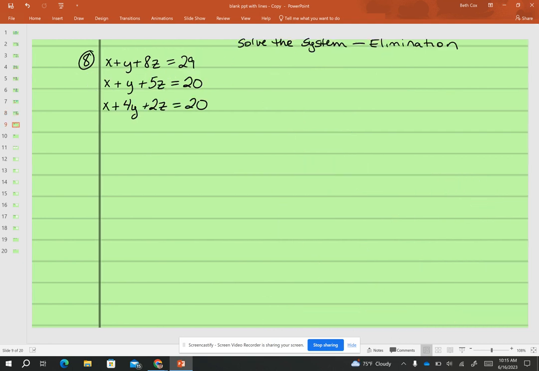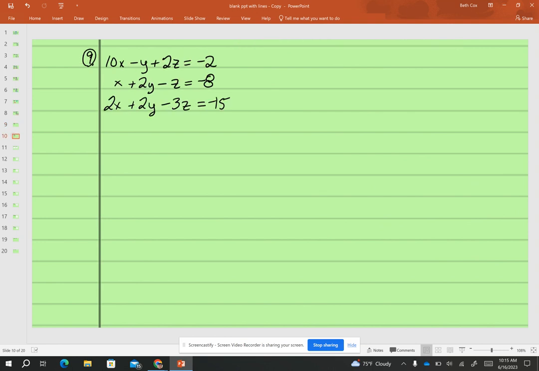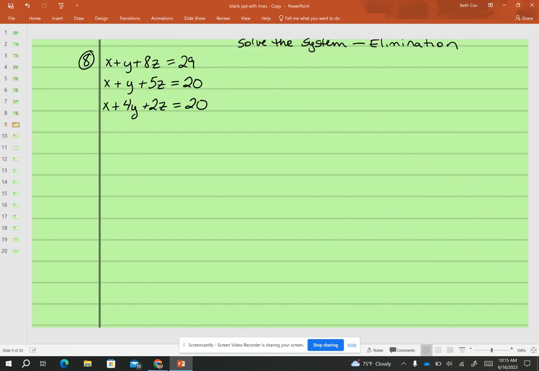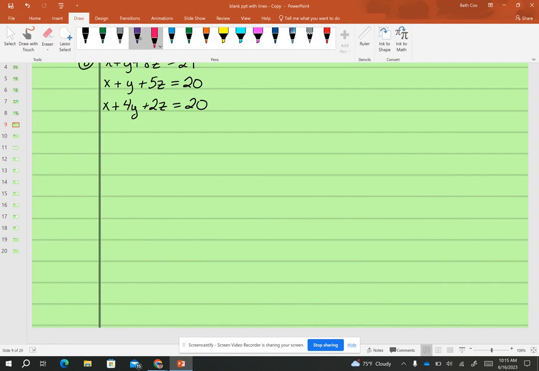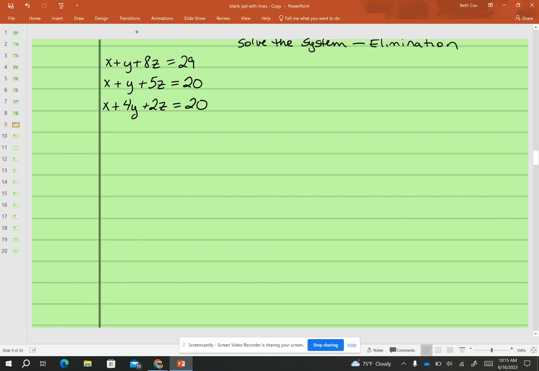Here we go. One more. Let's see what we got here. Ooh, we have our 3 variable elimination. We have 2 of these on your practice test. We're going to give these equations names so that we can talk about them. We're going to call this first equation, equation A.